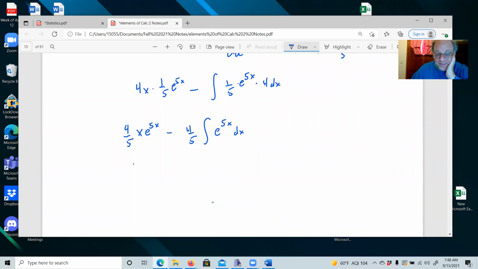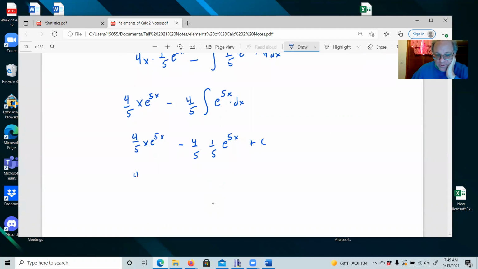So this is going to be 4/5 x e to the 5x, and then integrating e to the 5x, that's minus 4/5 times 1/5 e to the 5x plus c. So our answer here is 4/5 x e to the 5x minus 4/25 e to the 5x plus c.